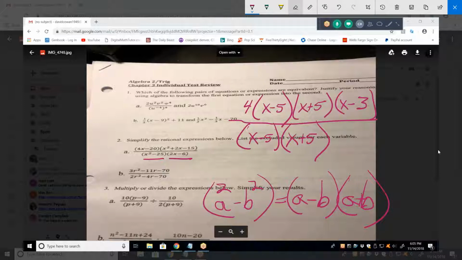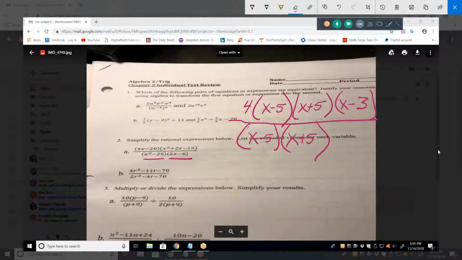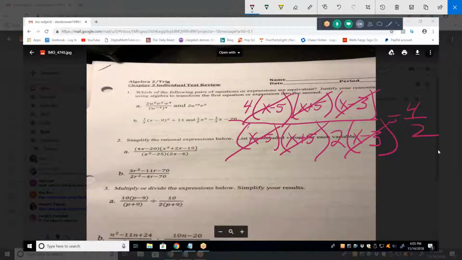What can I do with that? Well, you can factor out the 2. Let's do it. You'll see that that's very helpful. What's left over? Just x minus 3. Okay, now watch what happens. I'm going to cancel that with that. I'm going to cancel that with that. Cancel that with that. What have I got left over? 4/2. Here's your answer.